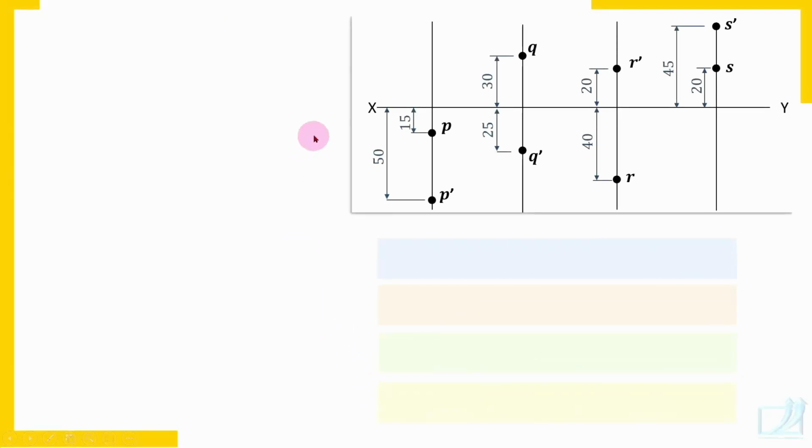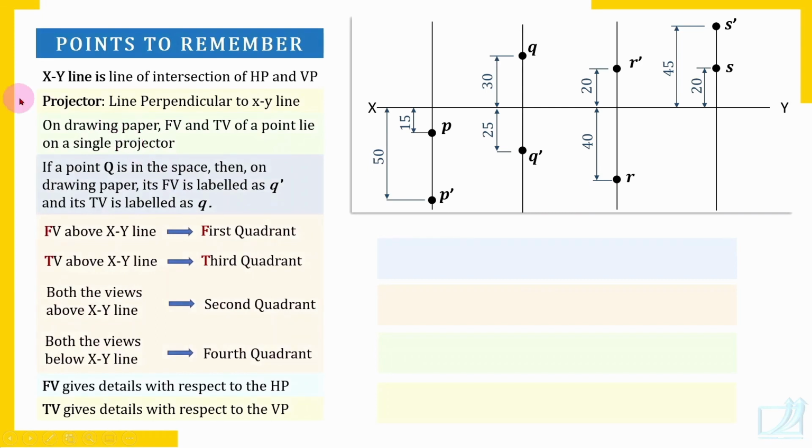Now let's consider this example. Watch this drawing paper. To read this drawing, all these points you must know. XY line is line of intersection of HP and VP. Projector means line perpendicular to XY line. So this vertical line is projector, and because P and P dash, top view and front view of point P are on this vertical line, we say that this is projector of point P.